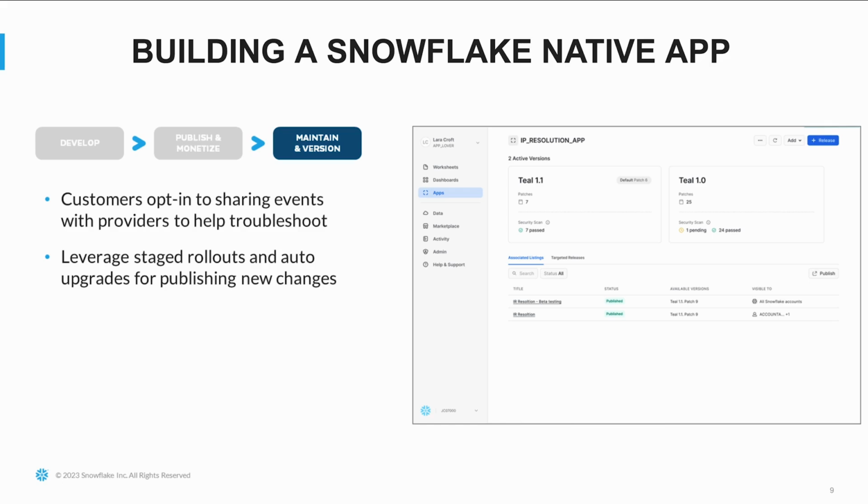And then if you do see something that needs to be fixed and you decide, hey, I need to roll out a fix to this and I'm going to roll out a new version of this, you can use stage rollouts and auto upgrades to publish these new changes to your app. So maybe you're on version 1.0 initially, right? You get some feedback, you incorporate a fix and you want to deploy it, and now you're on version 1.1. Again, you can do this all within Snowflake.